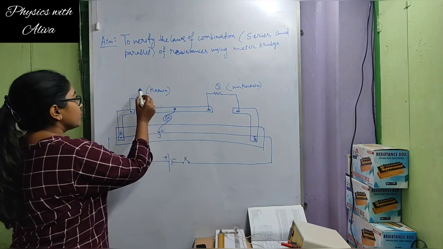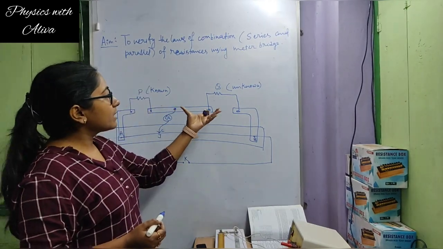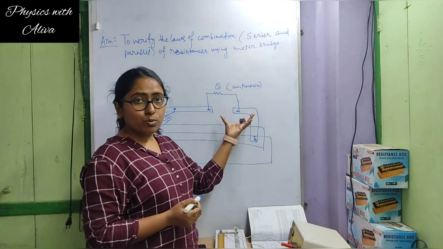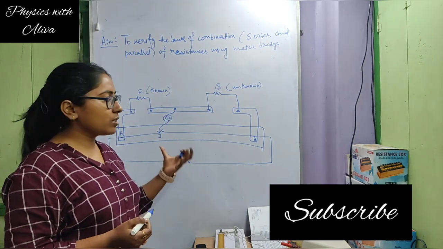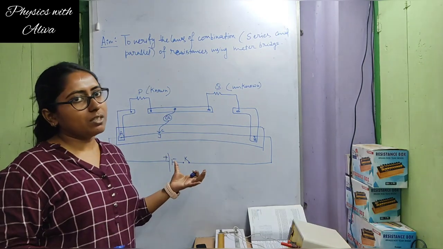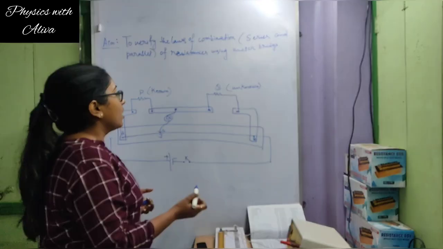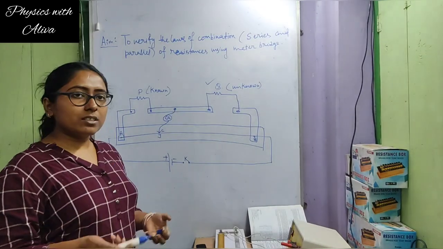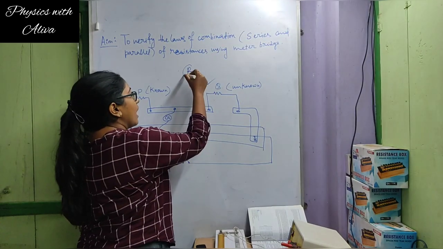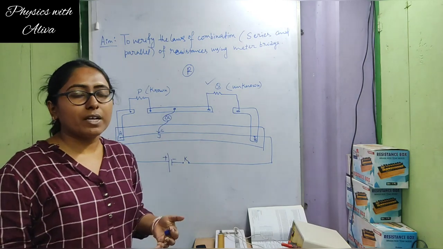At first, we have to take a resistance from P, which is our known resistance. Then we will calculate the resistance Q, which is our unknown resistance, by using the meter bridge. What the procedure is, and the details, we have already discussed in the previous video. So now we have to calculate the value of the unknown resistance Q using this meter bridge. Then we will take another resistance, R, and calculate the unknown resistance R by this process, and then we will verify the combination law.